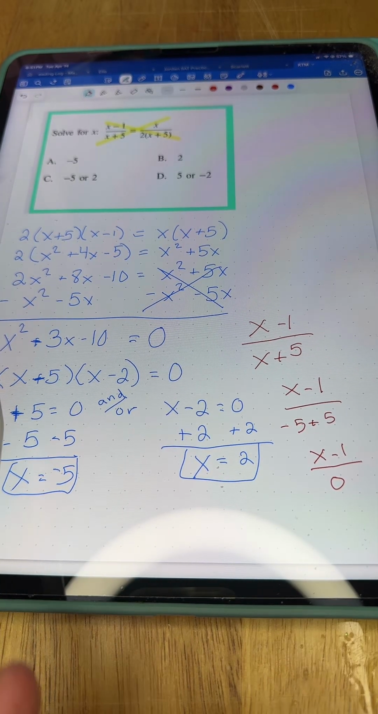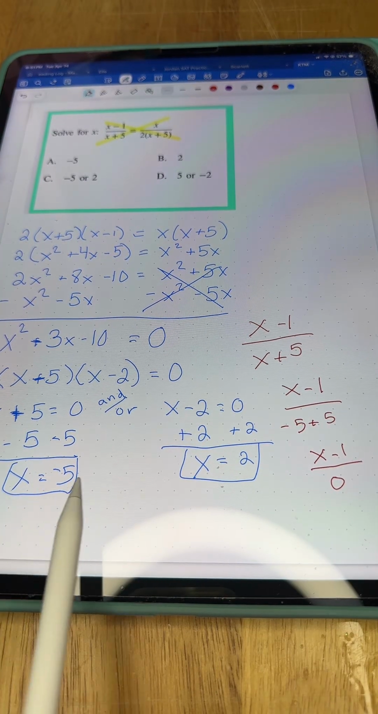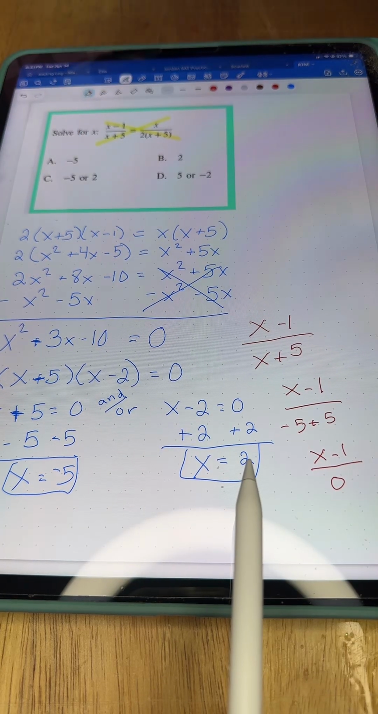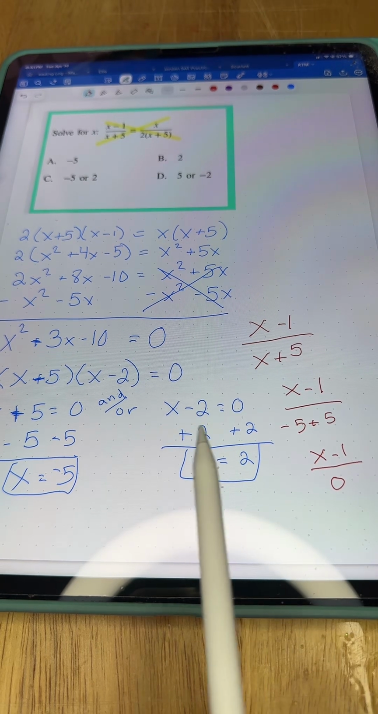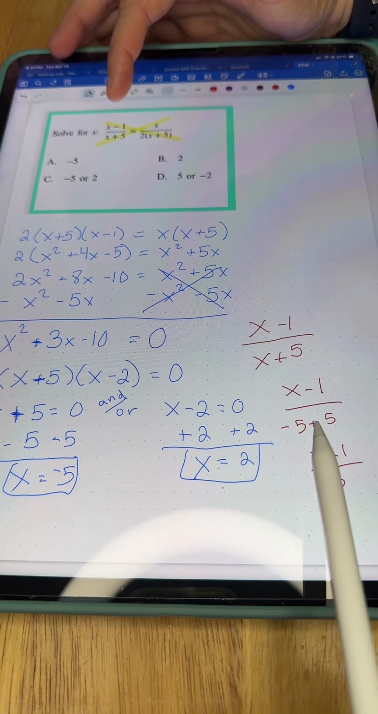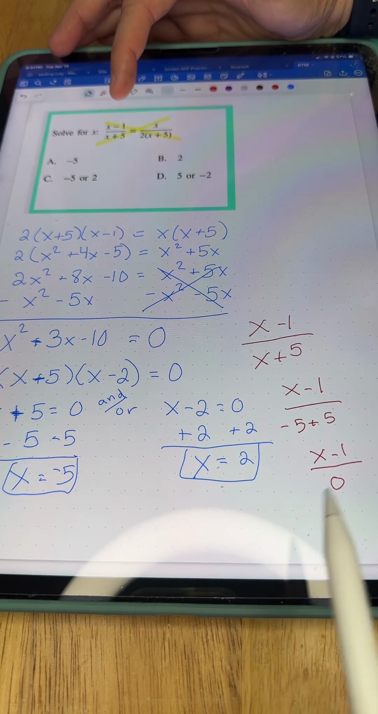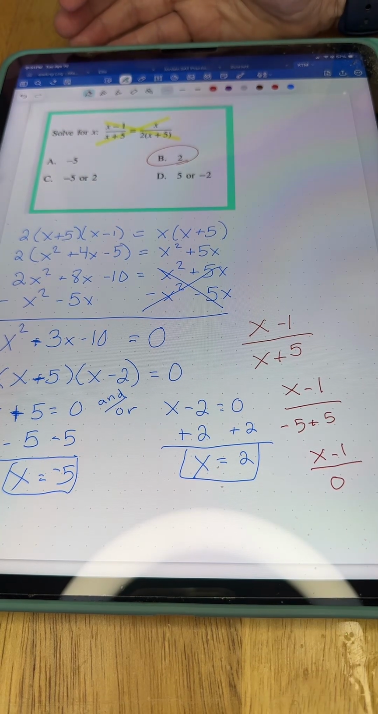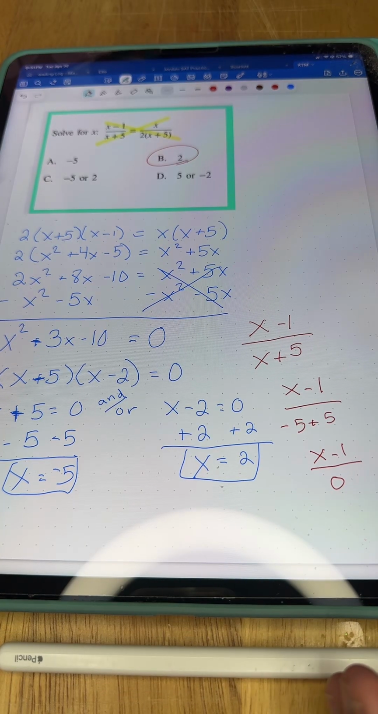So I'm going to say that again. When I did all of this, I got x equals negative 5 or x equals 2. If students didn't know and they thought they were done, they would stop right there. But then they have to look at the problem. Negative 5 is not an answer choice, because if I plugged negative 5 in, I would get 0, which is not possible. So B is my answer. So that is how you cross multiply and solve it by hand.